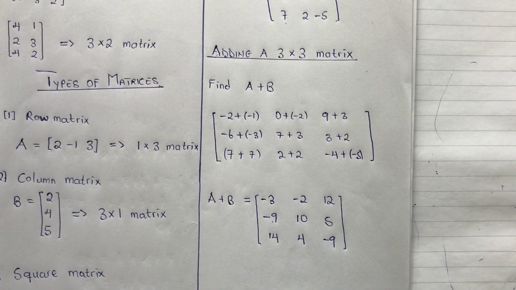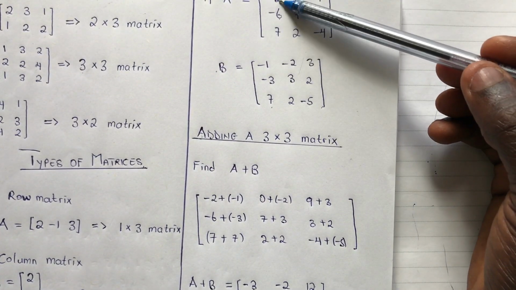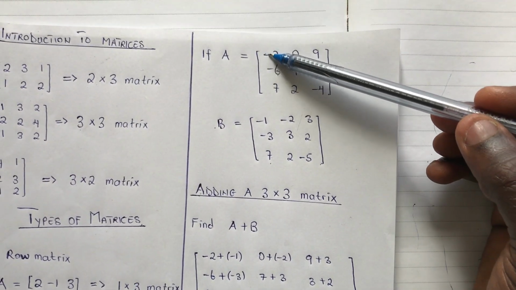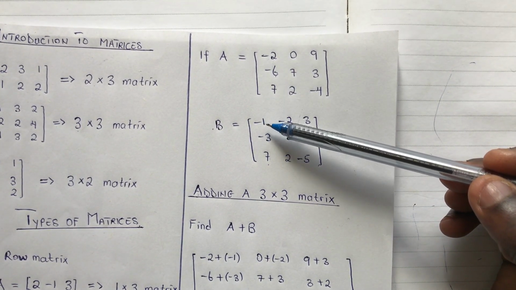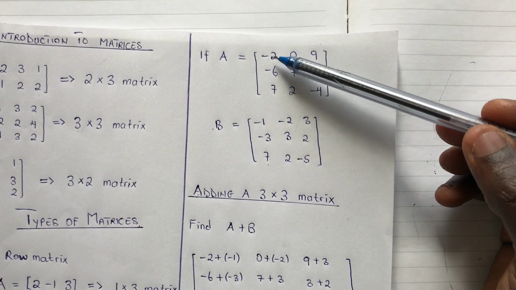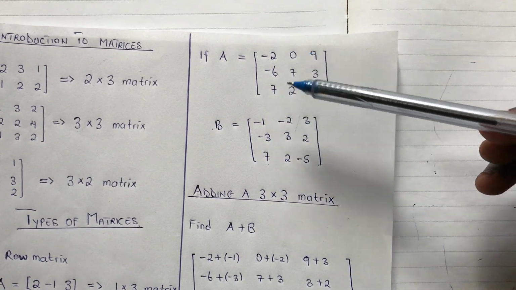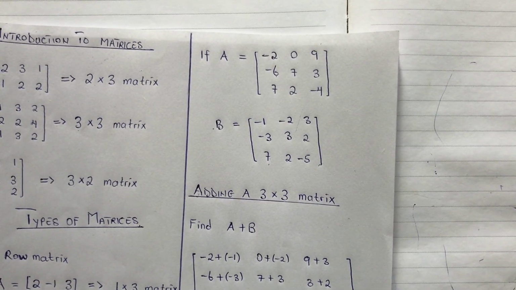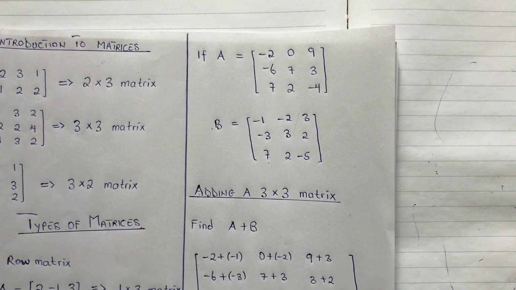So that is how we add it. So if you want to add, all you need to do is to pick the first number here, locate the next number in the second matrix that is in the same position and add it to it. So this plus this, this plus this, this plus this, and then it continues like that. So now let's subtract A minus B. It depends on what the question is asking, whether A minus B or B minus A.